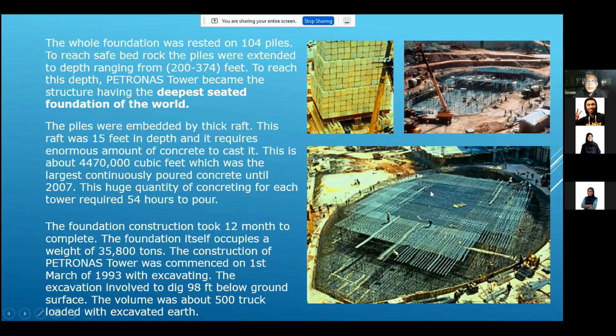Just imagine the kind of piling they involve here. 104 piles that go from 200 to 374 feet to reach the depth. This is a world record, 200 to 374 feet. You divide by 3.28, you get the meters.